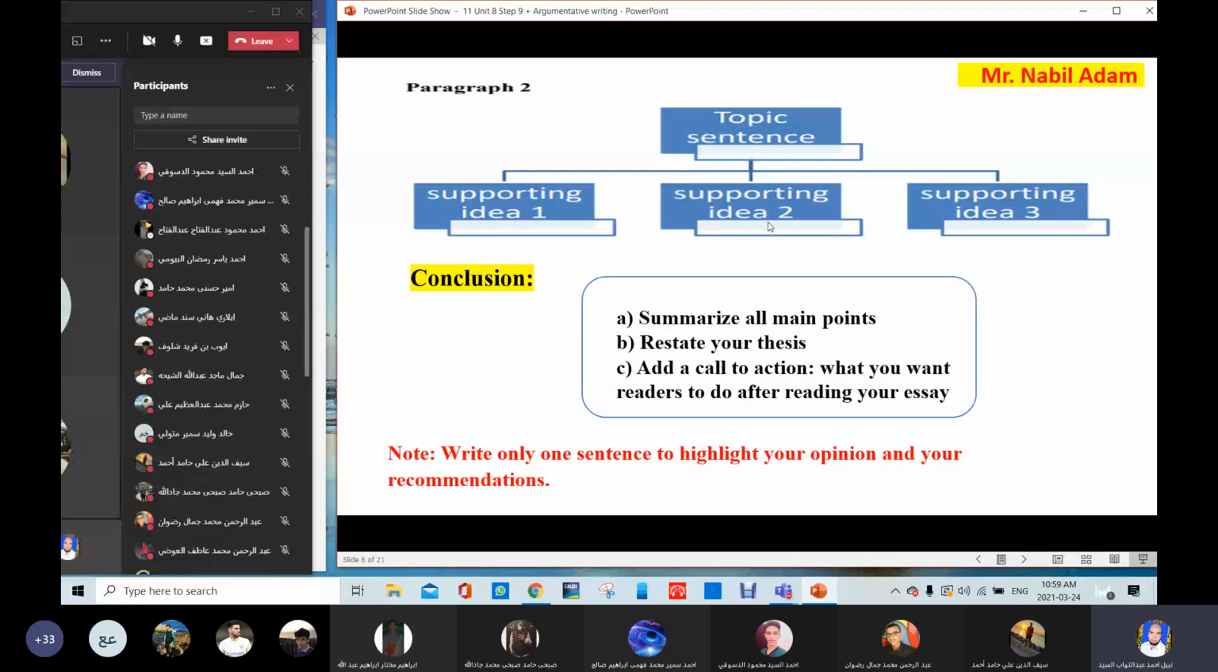The conclusion summarizes all the main points. It restates your thesis. It means you should write your idea, but in different words. Add a call to action. It means you can advise, recommend, or give your point of view concerning the topic, what you want the readers to do after reading your essay. Write only one sentence to highlight your opinion and your recommendations, as I told you before, in the conclusion section. Okay?